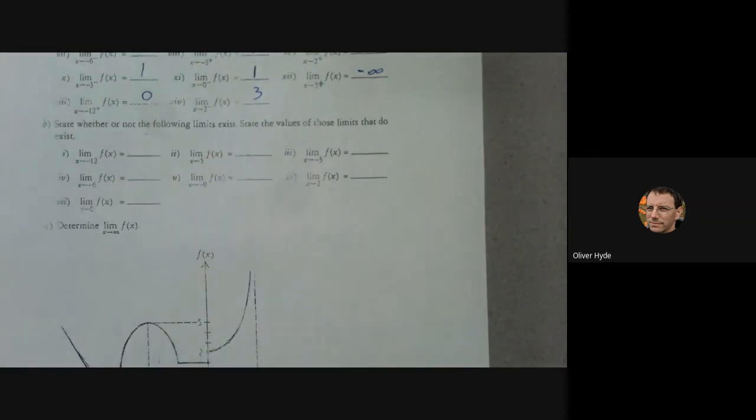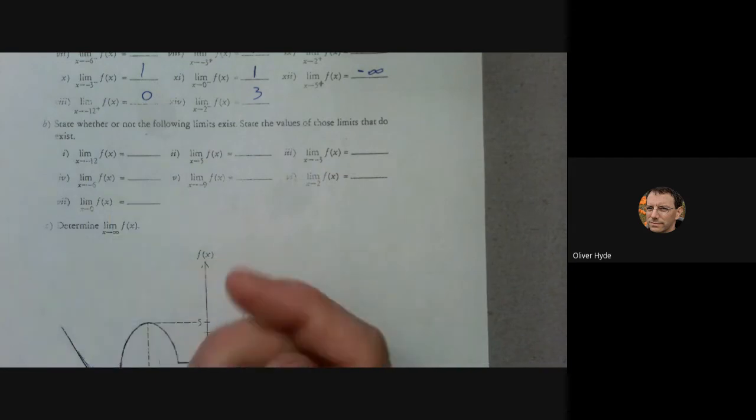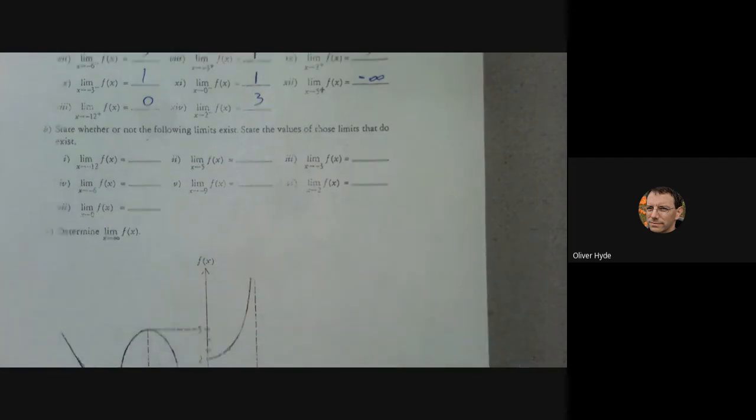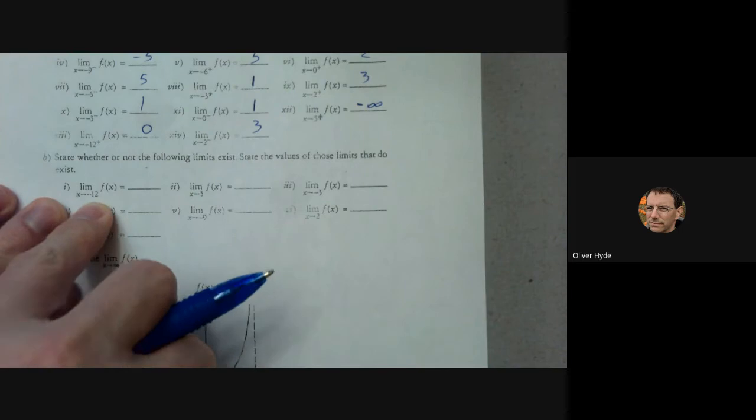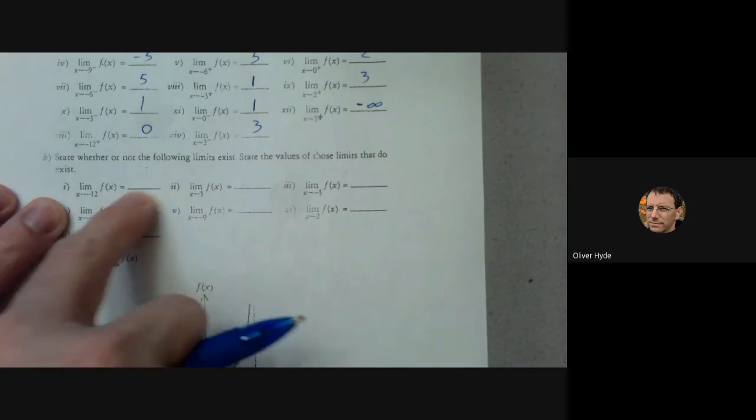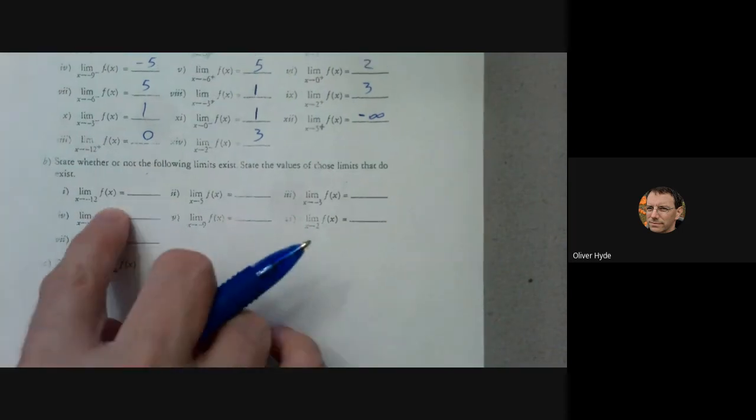Now, for these limits to exist, what we need to see is convergence. We need to see the function outputs approaching the same finite value from the left and from the right. So we can look up here and see if we could find a left side behavior and a right side behavior and see if they're converging to the same finite value. And if they are, just put that number in here. Let's try it for a couple of these.